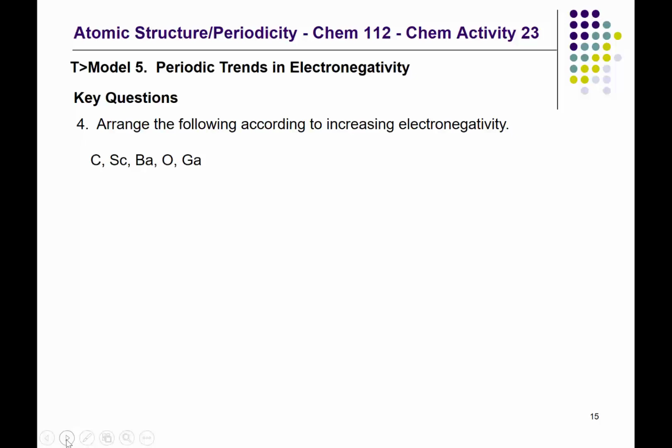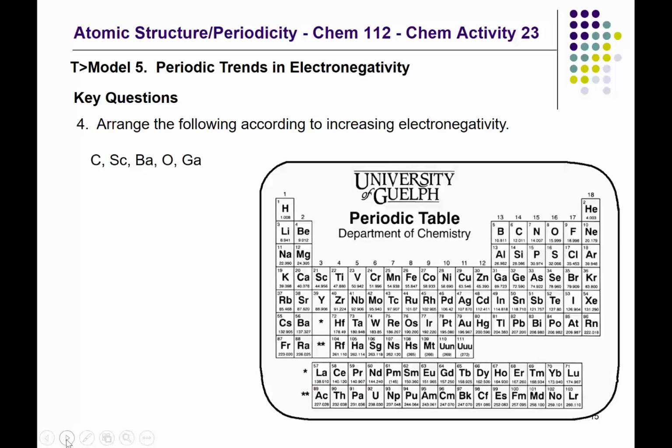Okay, so the approach here should be to look for the element that has either the greatest electronegativity or the smallest electronegativity. The one with the greatest electronegativity will be that element that's towards the right in the upper part of the periodic table. And so that'll be oxygen. That's the one with the greatest electronegativity. The element with the smallest electronegativity will be found further down the periodic table and towards the left. And that will be barium.